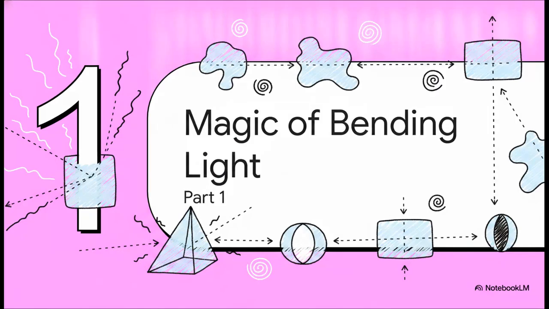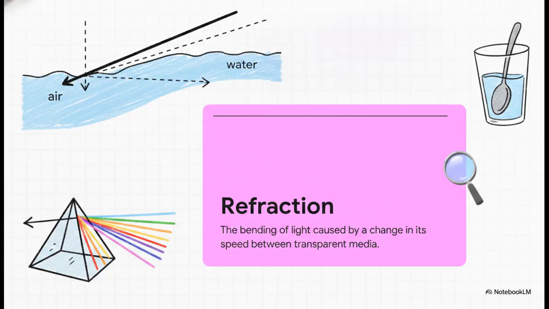All right, let's jump right into part 1, the magic of bending light. Let's reframe these everyday visual tricks not as illusions, but as actual, measurable, physical interactions between light and matter. Here is the foundational definition you really need to lock into your memory today. Refraction is the bending of light caused by a change in its speed when it travels between different transparent media.